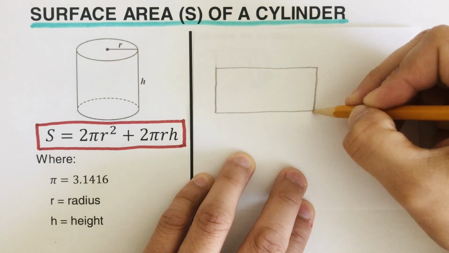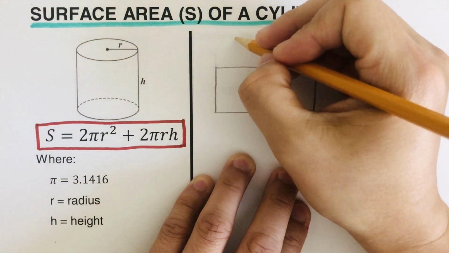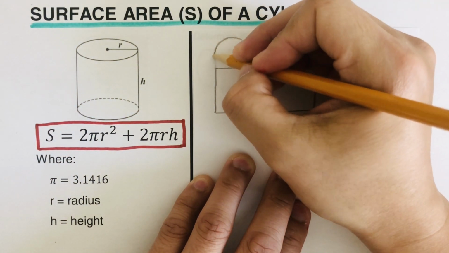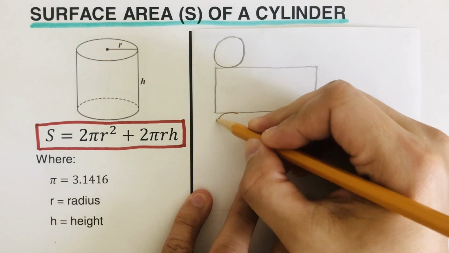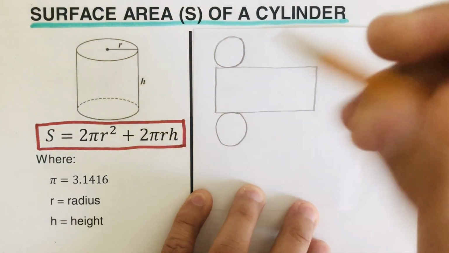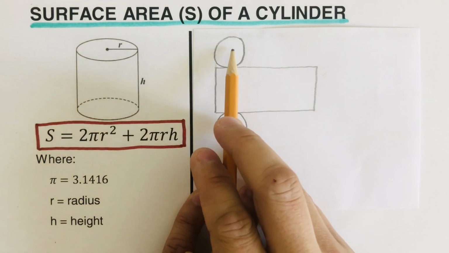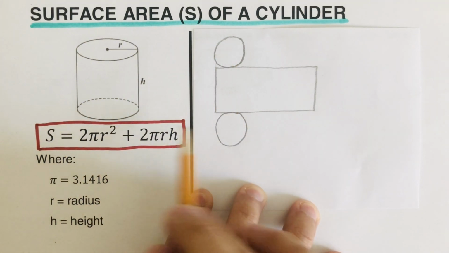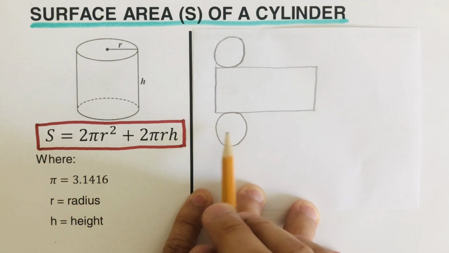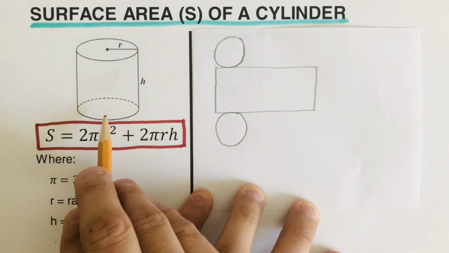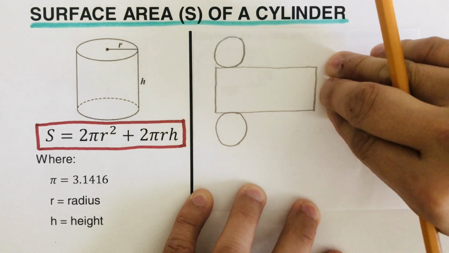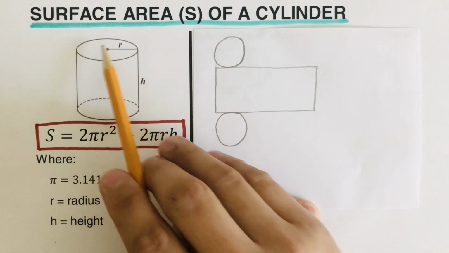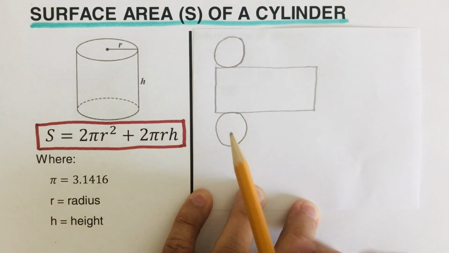So this is the body of the can, and then this is the top surface, and this is the bottom circle. This circle corresponds to this circle right here, and this circle corresponds to this circle right here. What I did was open it up in the middle and flatten the body of the can, with the circle on top and the circle at the bottom.